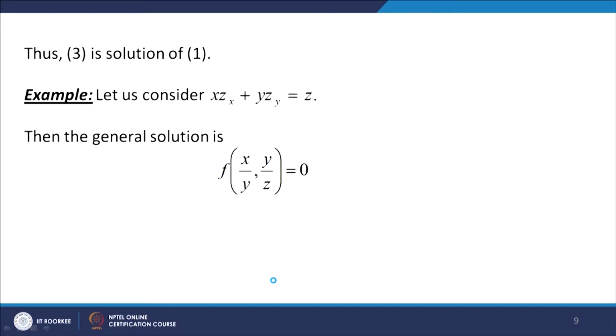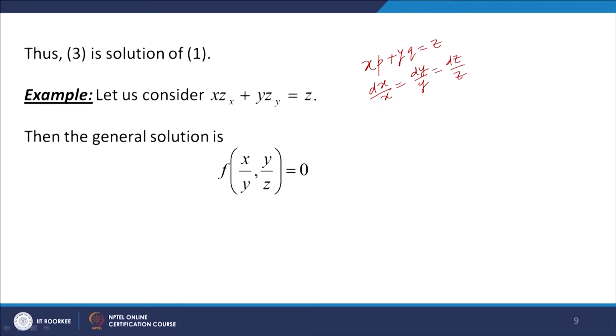So, we see that phi(u, v) equal to 0 is a solution of equation 1 if u(x, y, z) equal to constant and v(x, y, z) equal to constant satisfy the characteristic equations. Now, let us look at this equation x z_x plus y z_y equal to z. So, this is of the form xp plus yq equal to z. So, it is a Cauchy-linear first order PDE. So, we can write the characteristic equations dx by x equal to dy by y equal to dz by z.